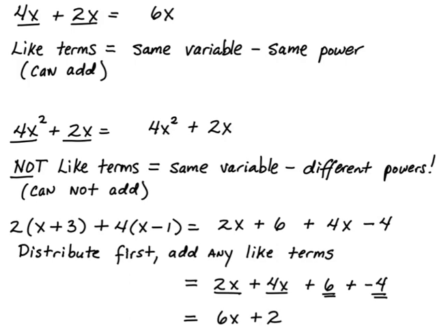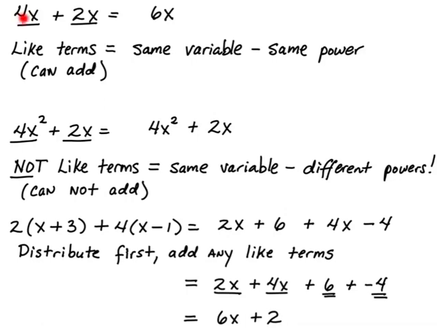Okay, welcome to Saxon Algebra 1, 3rd edition, lesson 41. This lesson is going to be about adding like terms in rational expressions and about two-step problems, so a two-part lesson. All right, let's look at like terms for a minute.